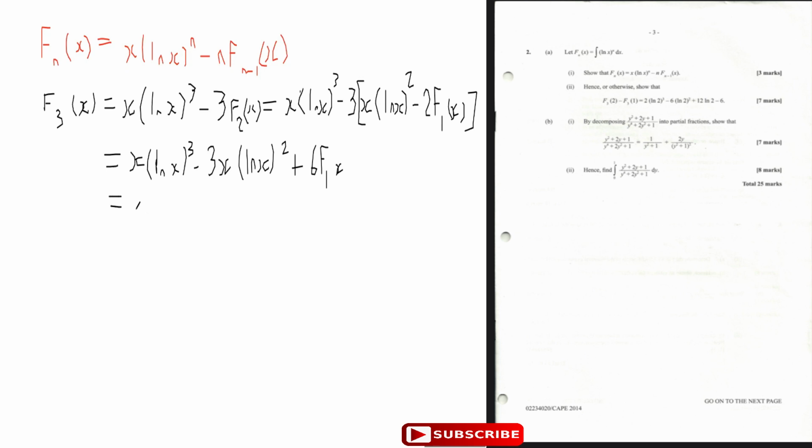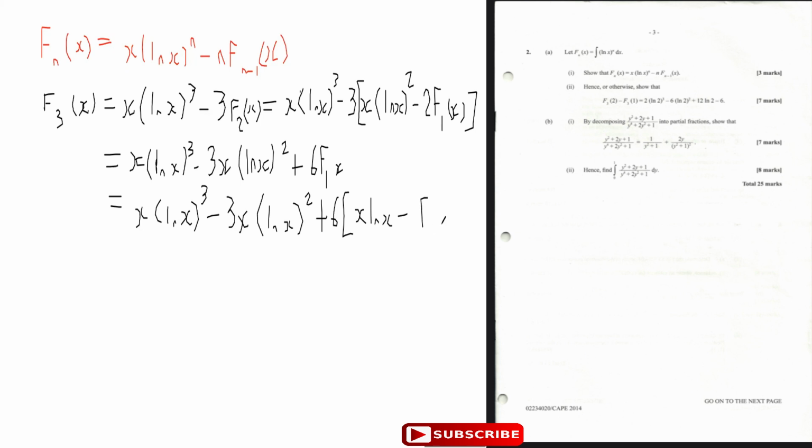Finding out what is f1 of x, it's going to work out to be x times ln x cubed minus 3x ln x squared plus 6 times f1 of x, and 6 times f1 of x is going to be replaced with x ln x minus 1 times f naught of x.